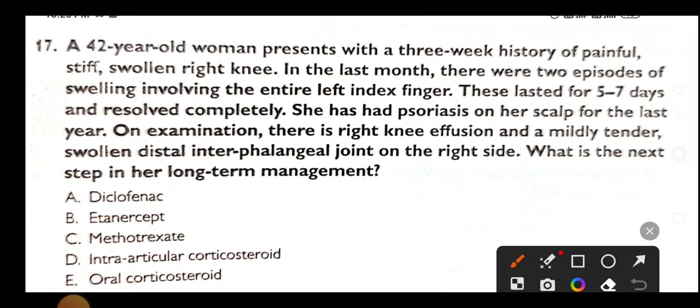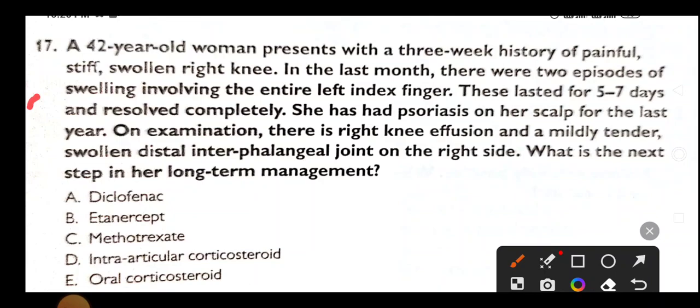Now, a 42-year-old woman presents with a 3-week history of a painful, stiff, swollen right knee. In the last month, there were 2 episodes of swelling, including the entire left index finger. These lasted for 5-7 days and resolved completely. She has had psoriasis on the scalp for the last year.